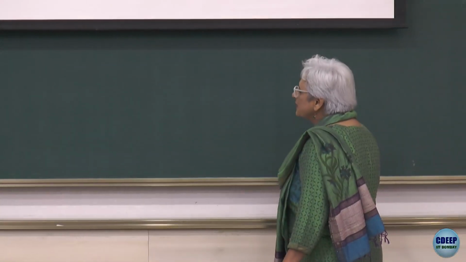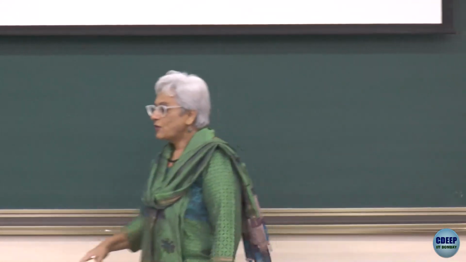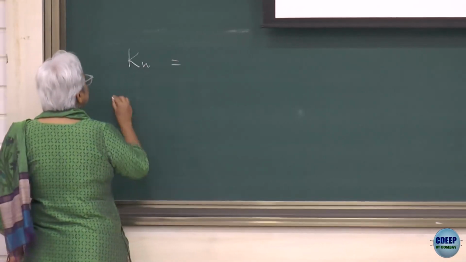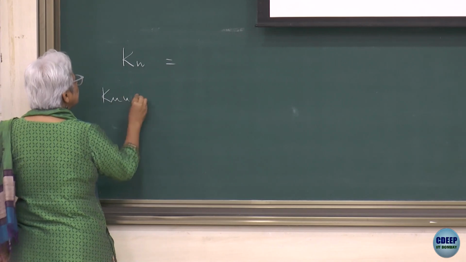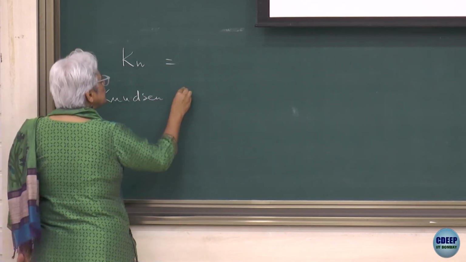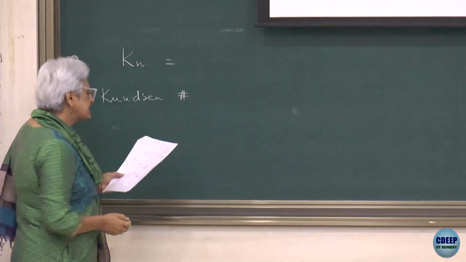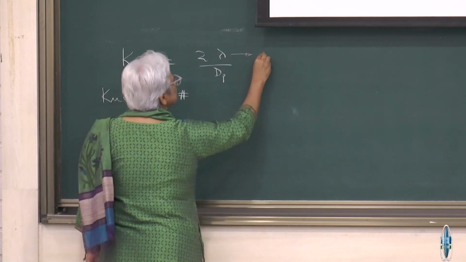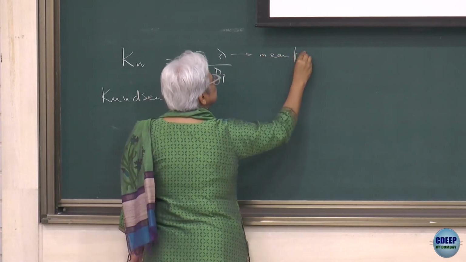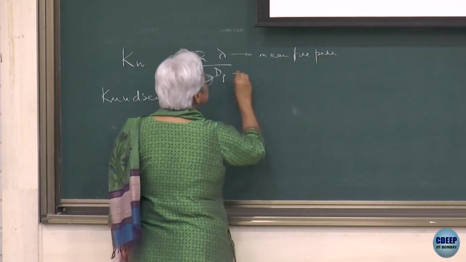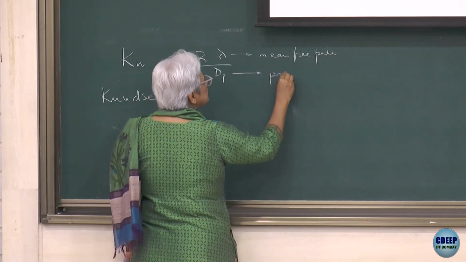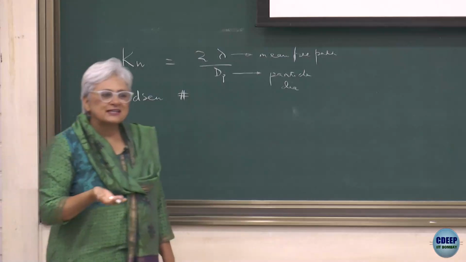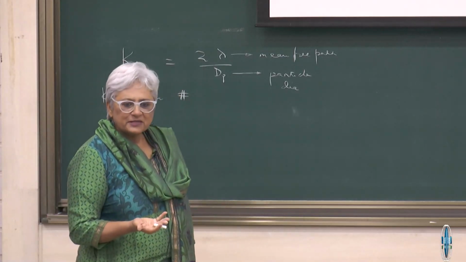And so we can basically say that we want to now define a parameter which is called the Knudsen number, which is defined in terms of 2 lambda by dp. So lambda is the mean free path as we just wrote, and dp is the particle diameter. And you can see that the Knudsen number is inversely proportional to particle diameter, okay?